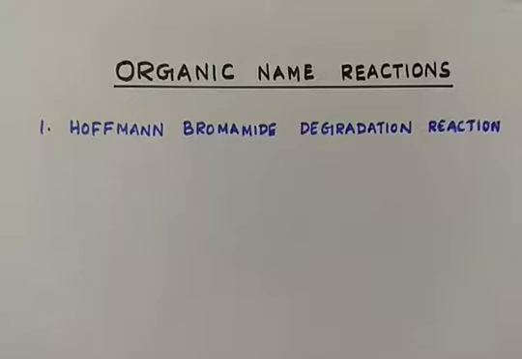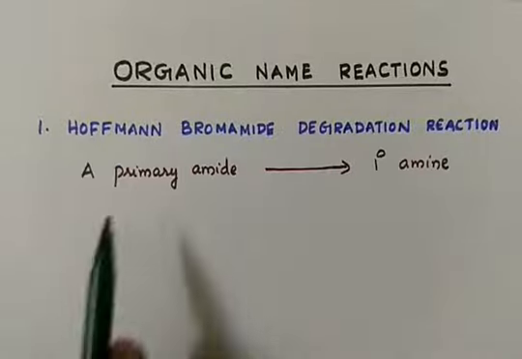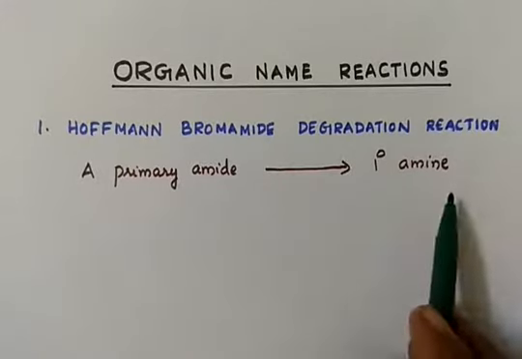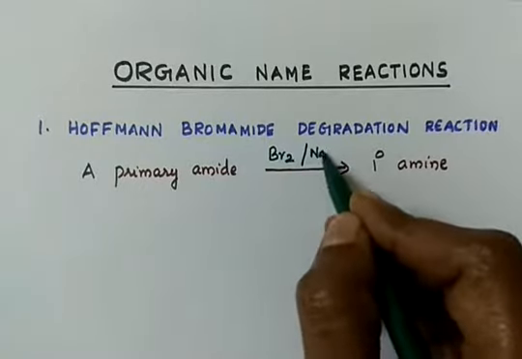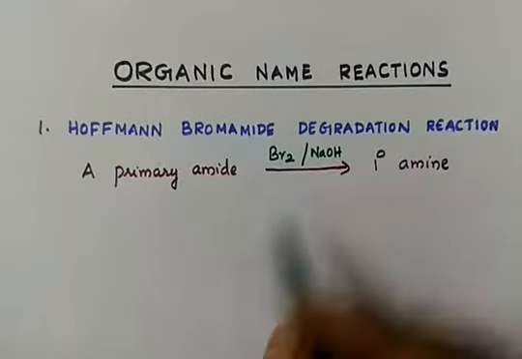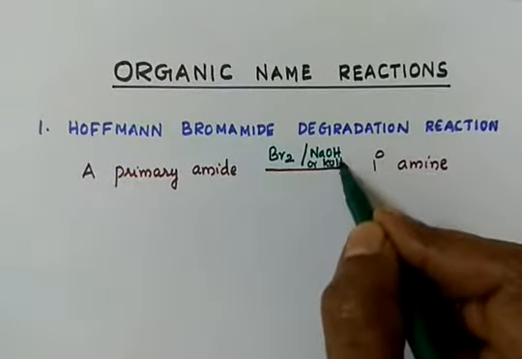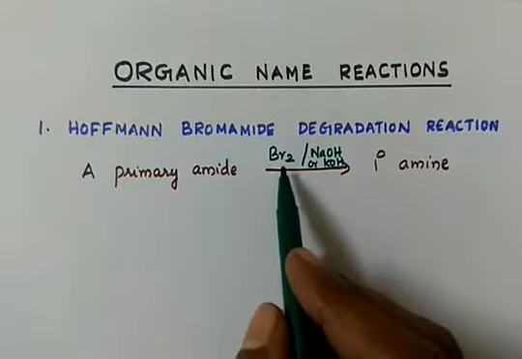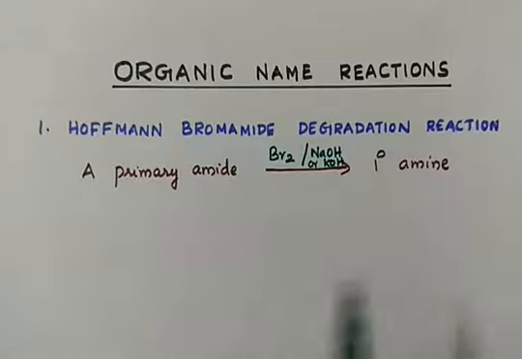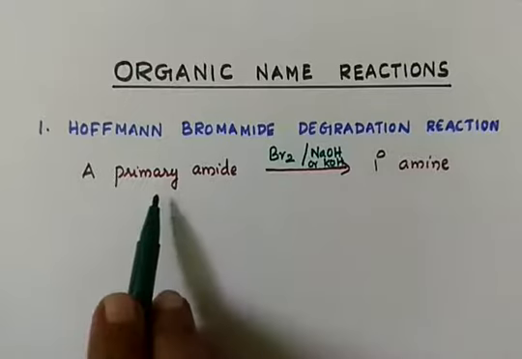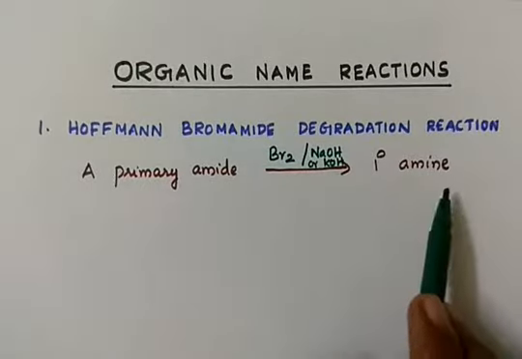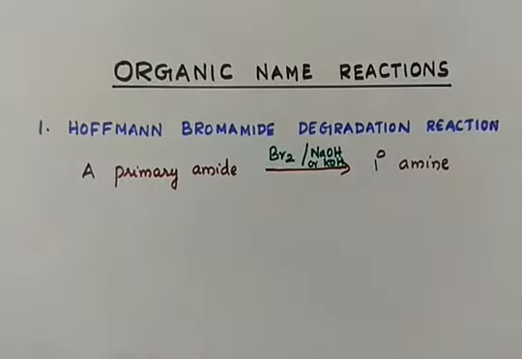First one, Hofmann-Bromamide degradation reaction. In this reaction, a primary amide is converted to a primary amine on heating with bromine in the presence of sodium hydroxide or potassium hydroxide. The peculiarity of this primary amine is that it has one carbon less than the primary amide.